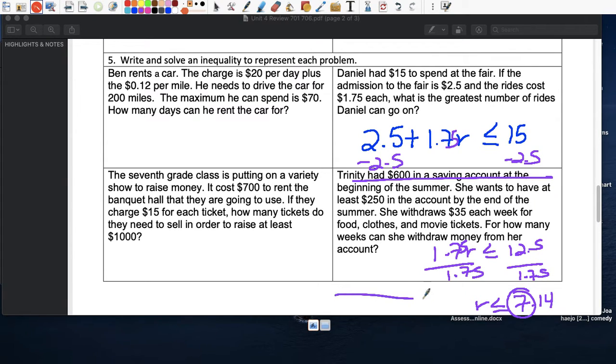So don't forget to graph this. Okay. So although it says 7.14, we're going to shade that and point it this way. So the greatest number of complete rides he can go on is 7. Okay.